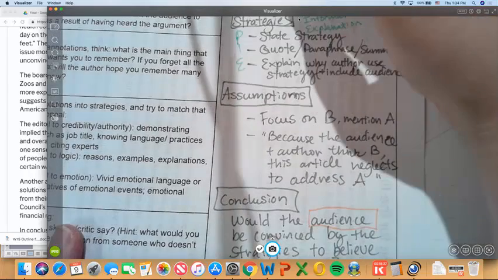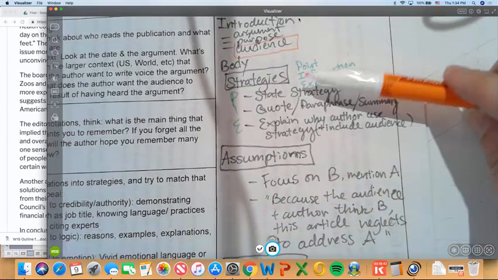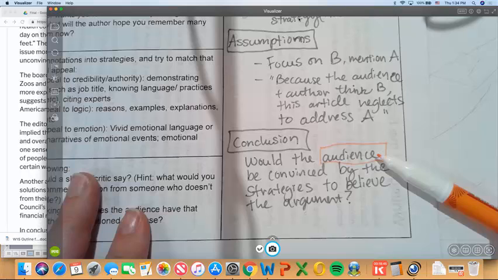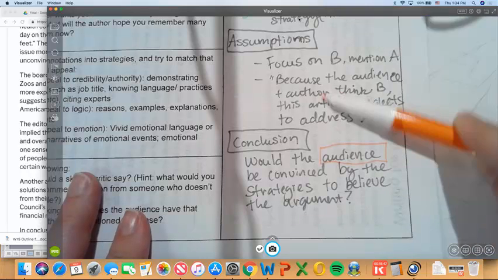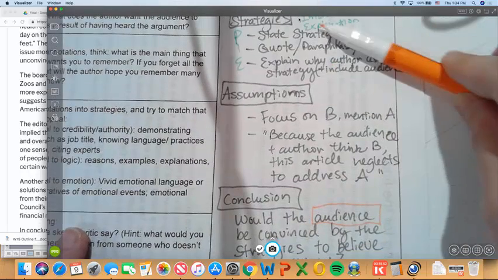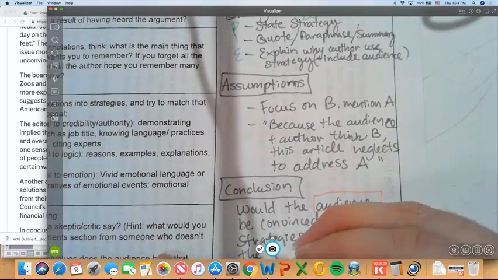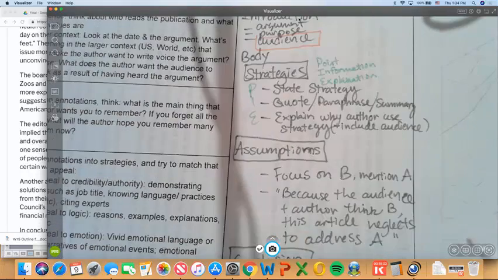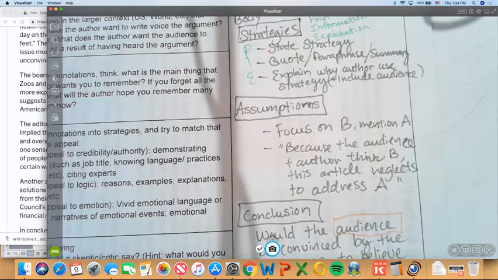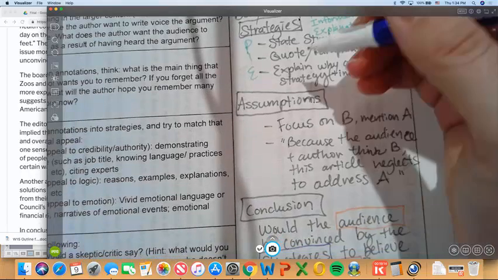So you've got the audience that you establish in your introduction paragraph. You're going to have to bring them here. I mean, you're thinking about them throughout the paper because you have to think, what would the audience believe? How would they be convinced by the strategies? Or why would the author be using the strategies? So then you've got the argument that you establish also in the beginning. You're thinking about these strategies that you have body paragraphs dedicated to.